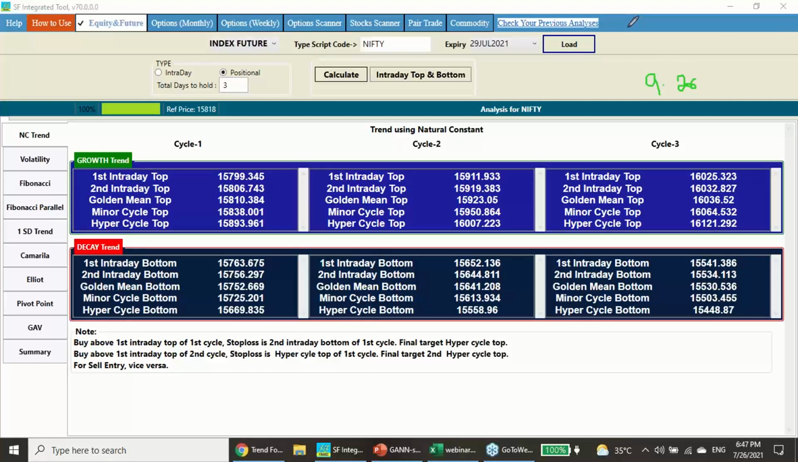Whether you use the manual tool or this automated tool, the first three levels are the consolidation band. So all buying should happen after the crossover of the first intraday top till the golden mean, 1.618 crossover. So from 15,799 to 15,810, any price in this range you can buy. Once you are buying, your stop loss should be 15,756 here.